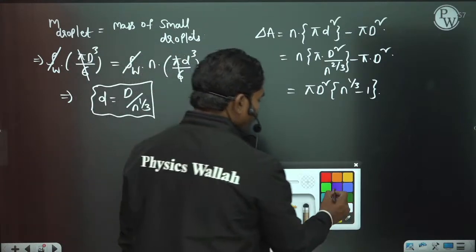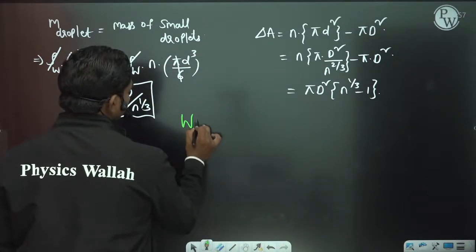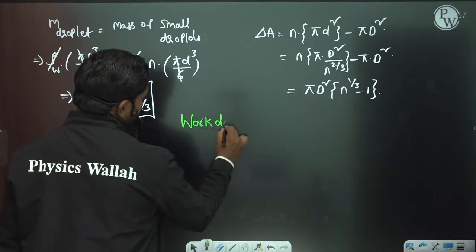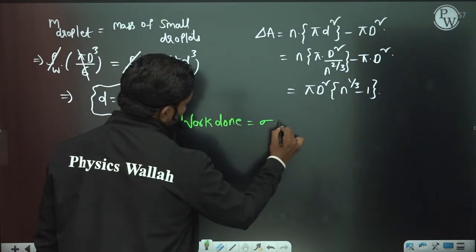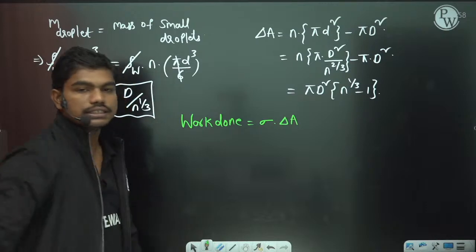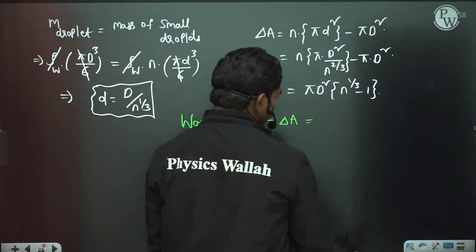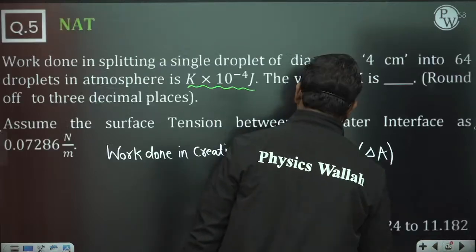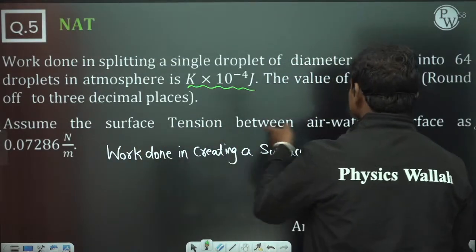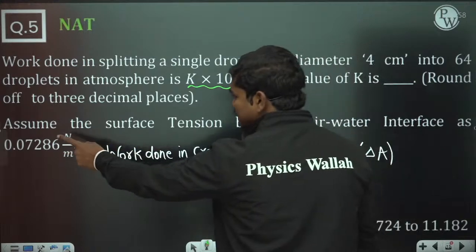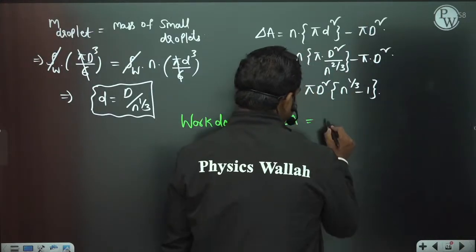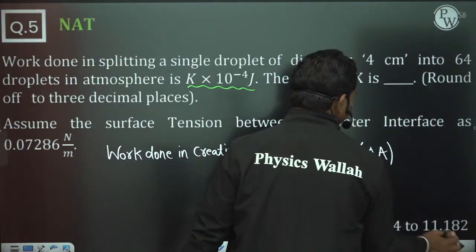Now what is the work done formula? Work done is equal to sigma into delta A, because this work done is the amount of surface energy stored by these droplets. So what is sigma they have given you? Let us substitute the value. Assume the surface tension at the air-water interface is 0.07286 newton per meter.